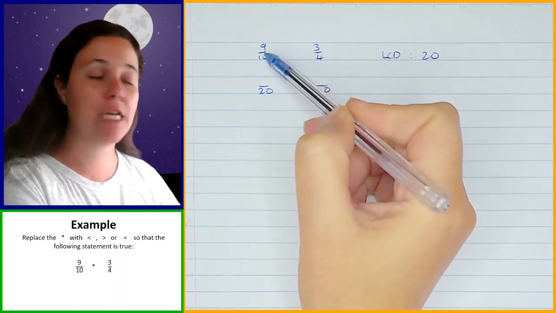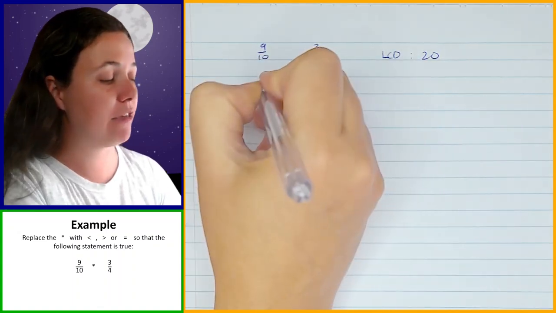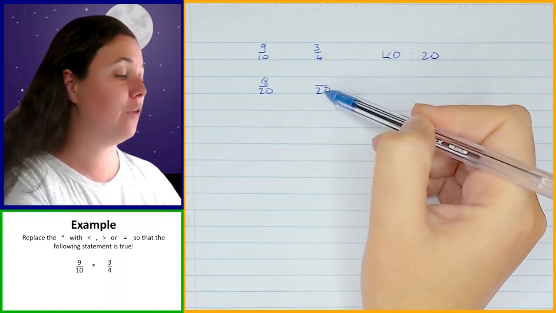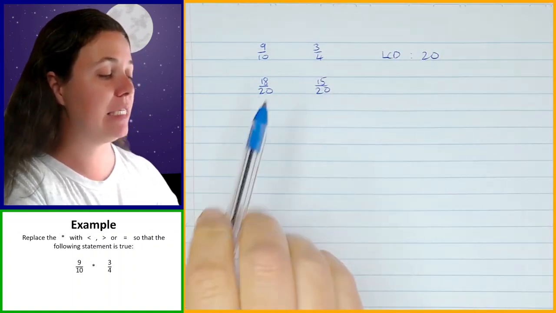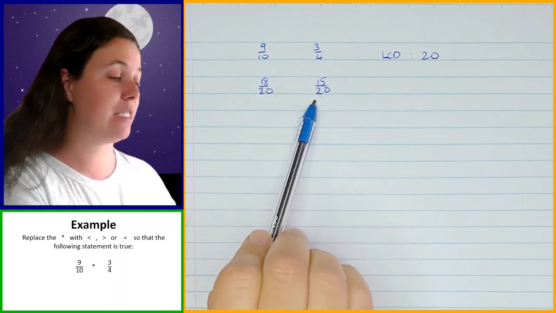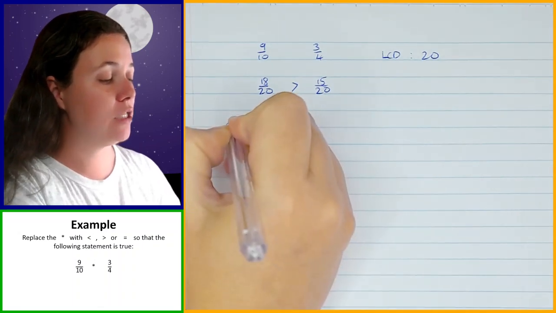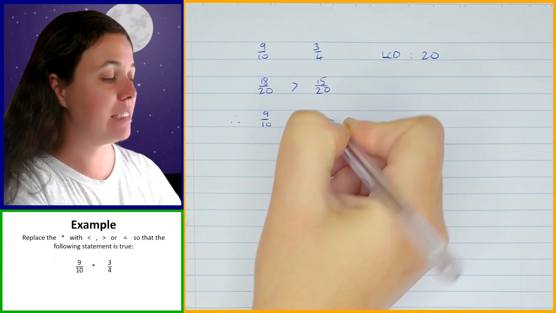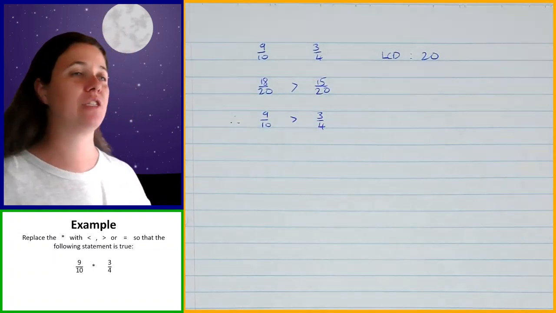How do I change 10 to 20? I multiply it by 2, which means I need to multiply the numerator by 2 as well, and that gives me 18. How do I change 4 to 20? I multiply it by 5. So I need to multiply 3 by 5 as well, and that gives me 15. So now I can see that 18 20ths is more than 15 20ths, so I can say that this is greater than over there. So now I can answer the question saying that, therefore, 9 tenths is greater than 3 quarters. And that's what you should get for that example.